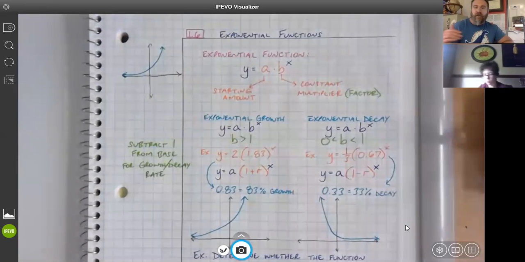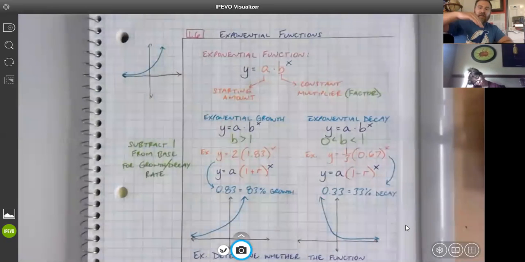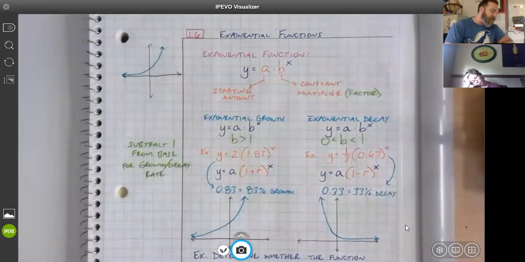Okay, same thing goes for decay. As it goes down, it's going to continue to get lower and lower in its values. So anyway, the first family is evaluation: plugging something in, seeing what pops out the other side.